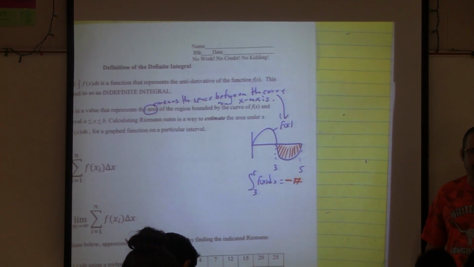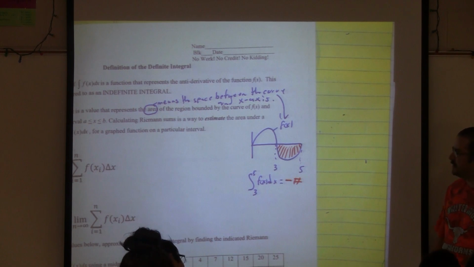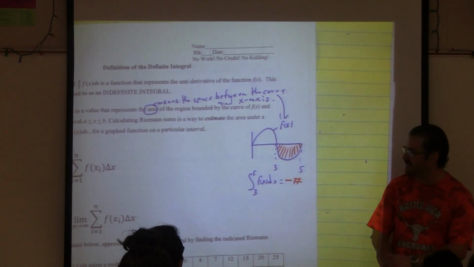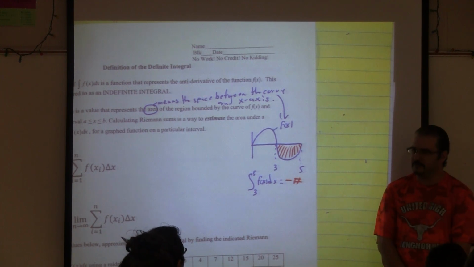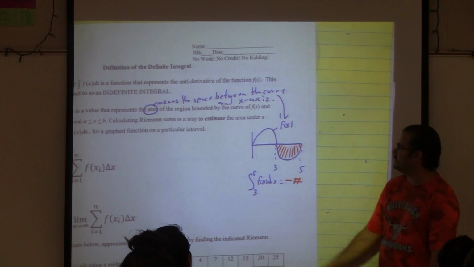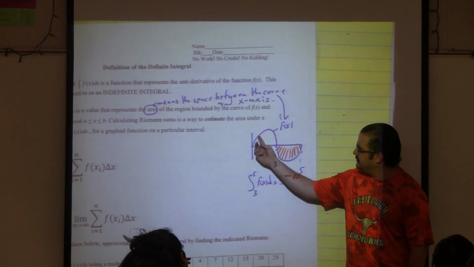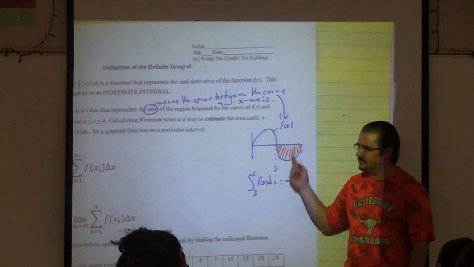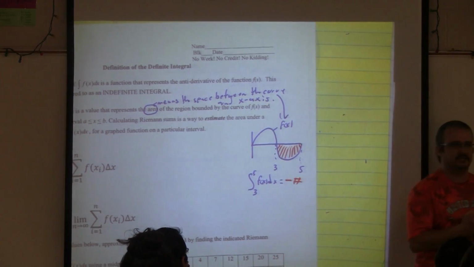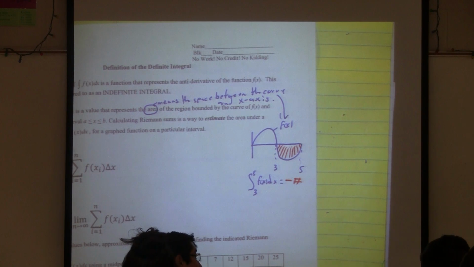Yes? What if I asked you to find the integral from 0 to 5? What do you think the answer would be? 0? Why 0? Because they cancel each other out, right? We find the space bounded here and the space bounded here. One of them's positive, the other one's negative, so they cancel each other out. So we're saying that the area is 0? A little misleading, right? Okay.